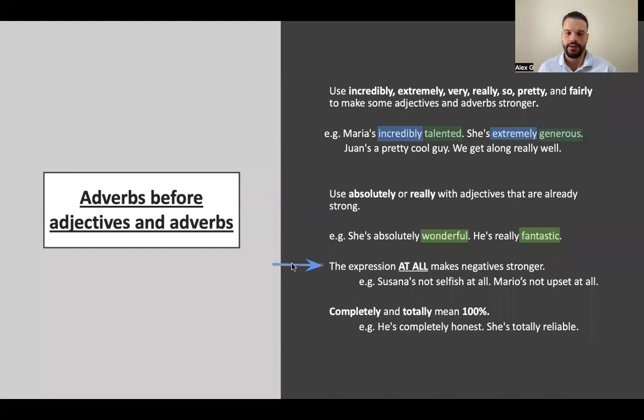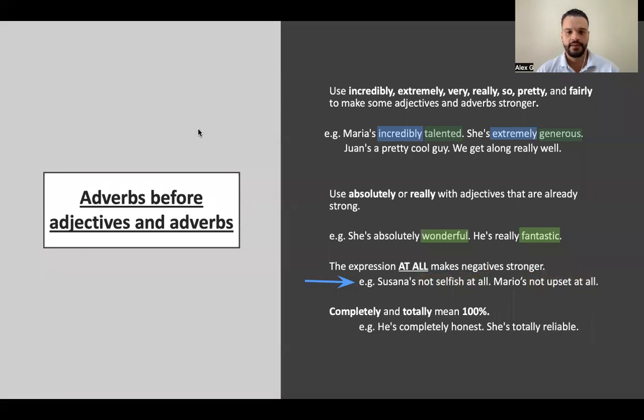Another modifier that we can use is at all. So the expression at all makes negative much stronger. For example, Susan's not selfish at all. Mario's not upset at all. In this case, this would be a strong negative, right? So we could say not selfish at all, or not upset at all. So it's like saying 0%.